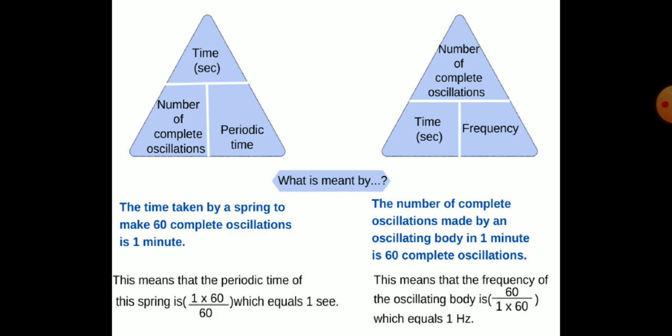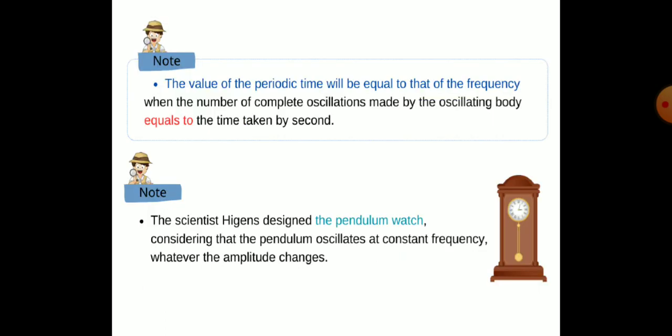And what is meant by the number of complete oscillations made by an oscillating body in 1 second is 60 complete oscillations. This means that the frequency of the oscillating body is 60 divided by 1 times 60, which equals 1 Hertz. Perfect. So remember that the value of the periodic time will be equal to that of the frequency when the number of complete oscillations made by the oscillating body equals the time taken in seconds.